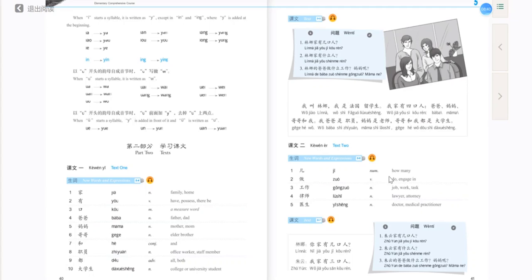Okay, now let's come into text 2. Text 2 is a conversation between Li Na and Zhu Yun. First, let's listen to the recording of text 2, go through it quickly, and try to translate by yourself what the meaning of their conversation is. Okay, now let's begin.